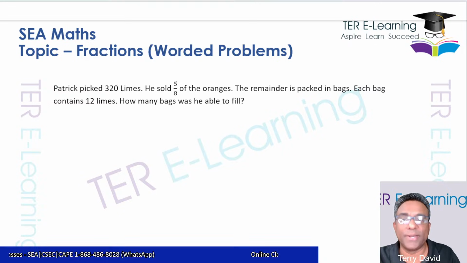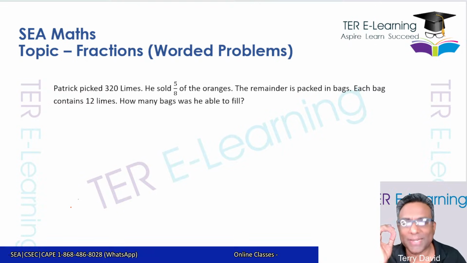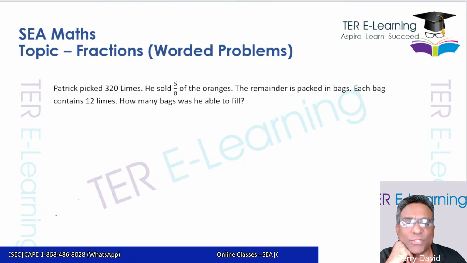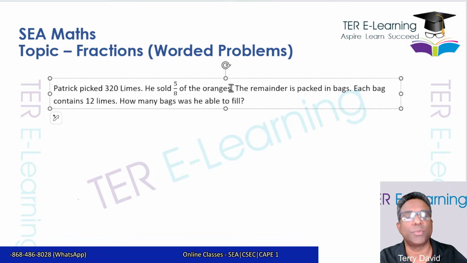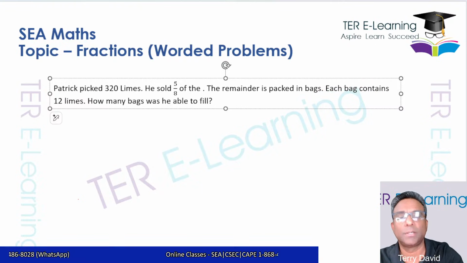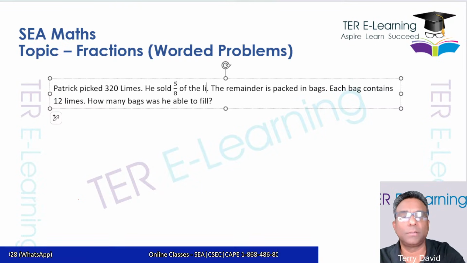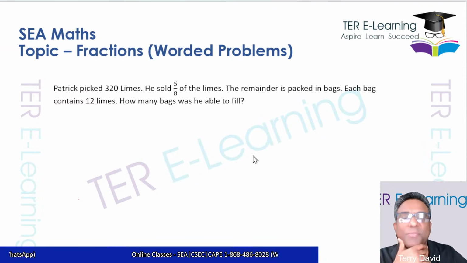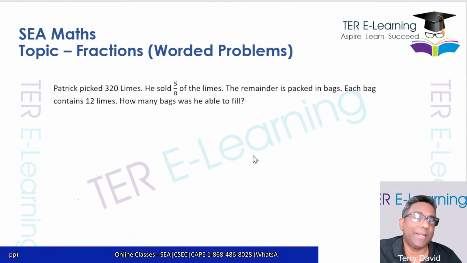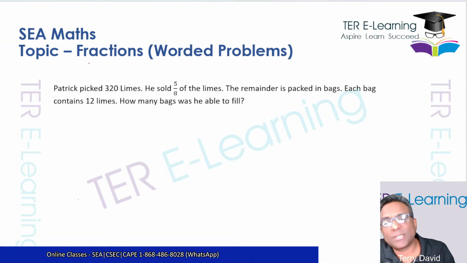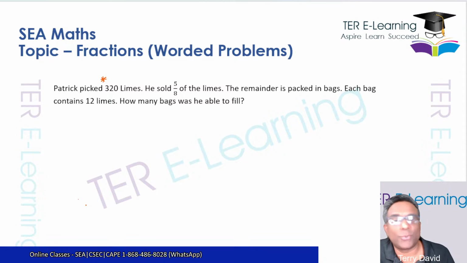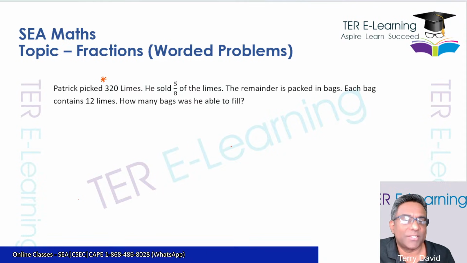Let's have a look at the next one here. So Patrick picked 320 limes. He sold 5/8 of the limes. The remainder was packed in bags, and each bag contains 12 limes. How many bags was he able to fill? So this is our starting amount here. We have 320 limes, and he sold 5/8 of the limes.